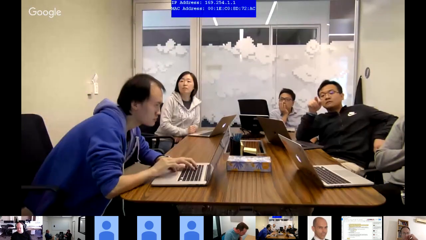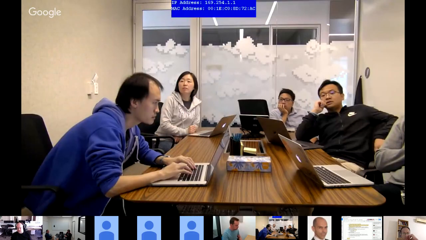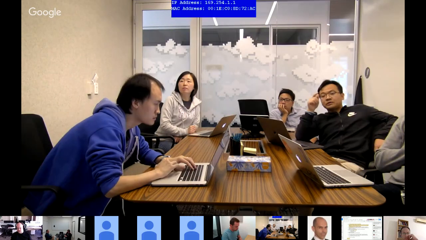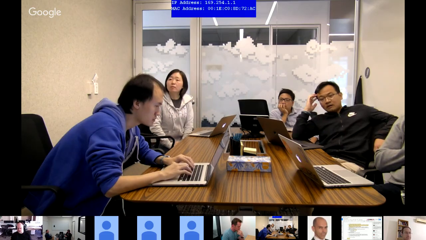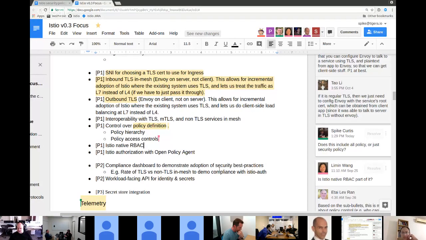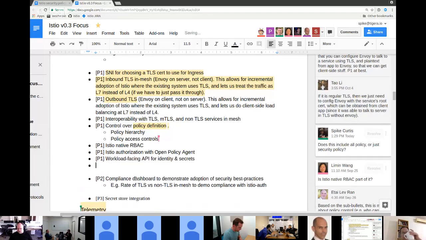I think the workload facing API should be P1, and Peter is already actively working on that. That's probably part of the MOI SDS API work. Okay. And we think that has a reasonable chance of landing in 0.3? Yes. All right. So if that one's being promoted, we should probably talk at the next level of detail about what that actually means.